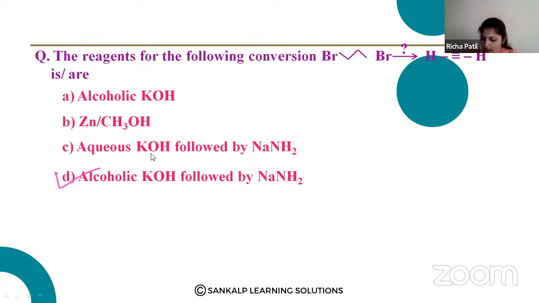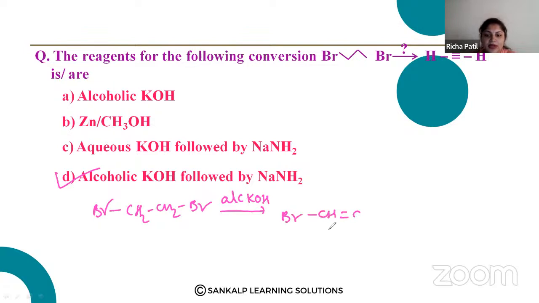So I'll just write the reaction. 1,2-dibromoethane, CH2Br, like this, written in the bond-line structure. It is treated first with alcoholic KOH. You get Br-CH double bond CH2. Then you treat it with NaNH2, sodium amide. Then you get CH triple bond CH. So this is the reaction.